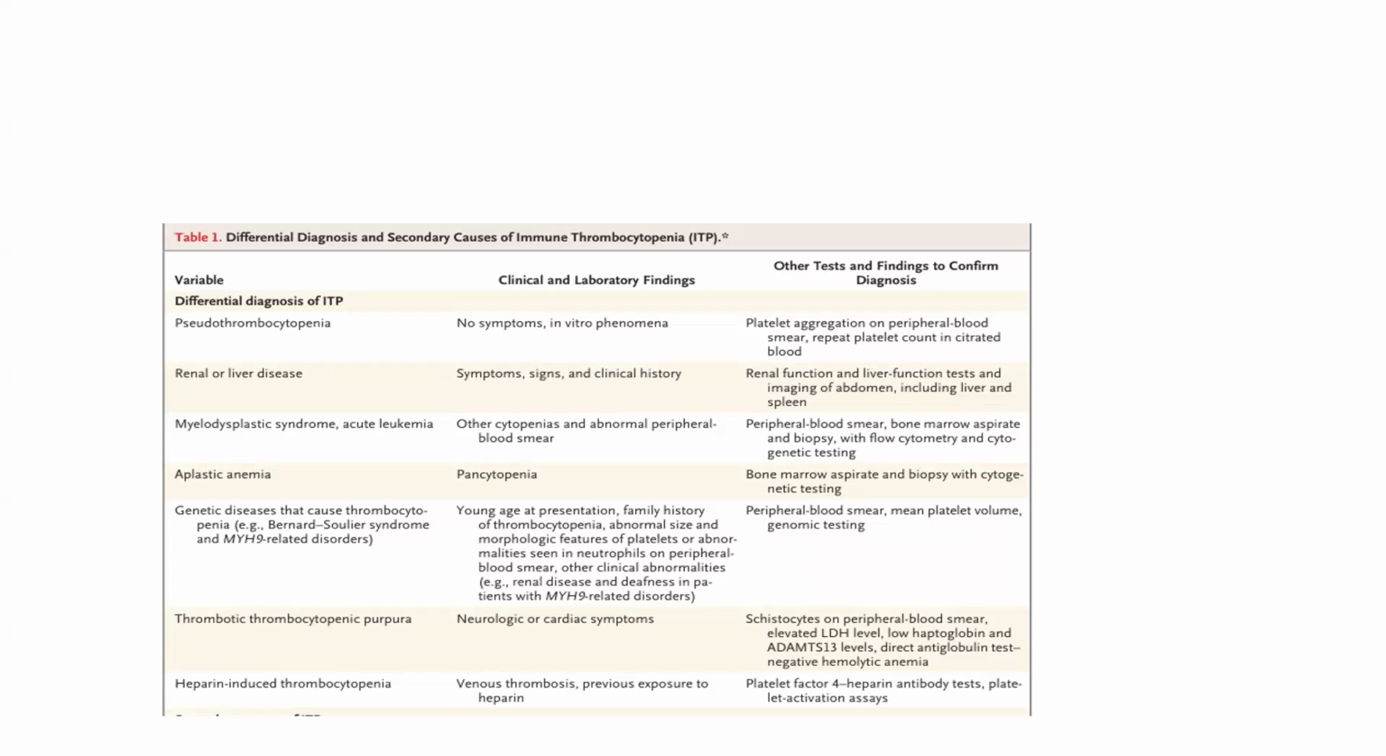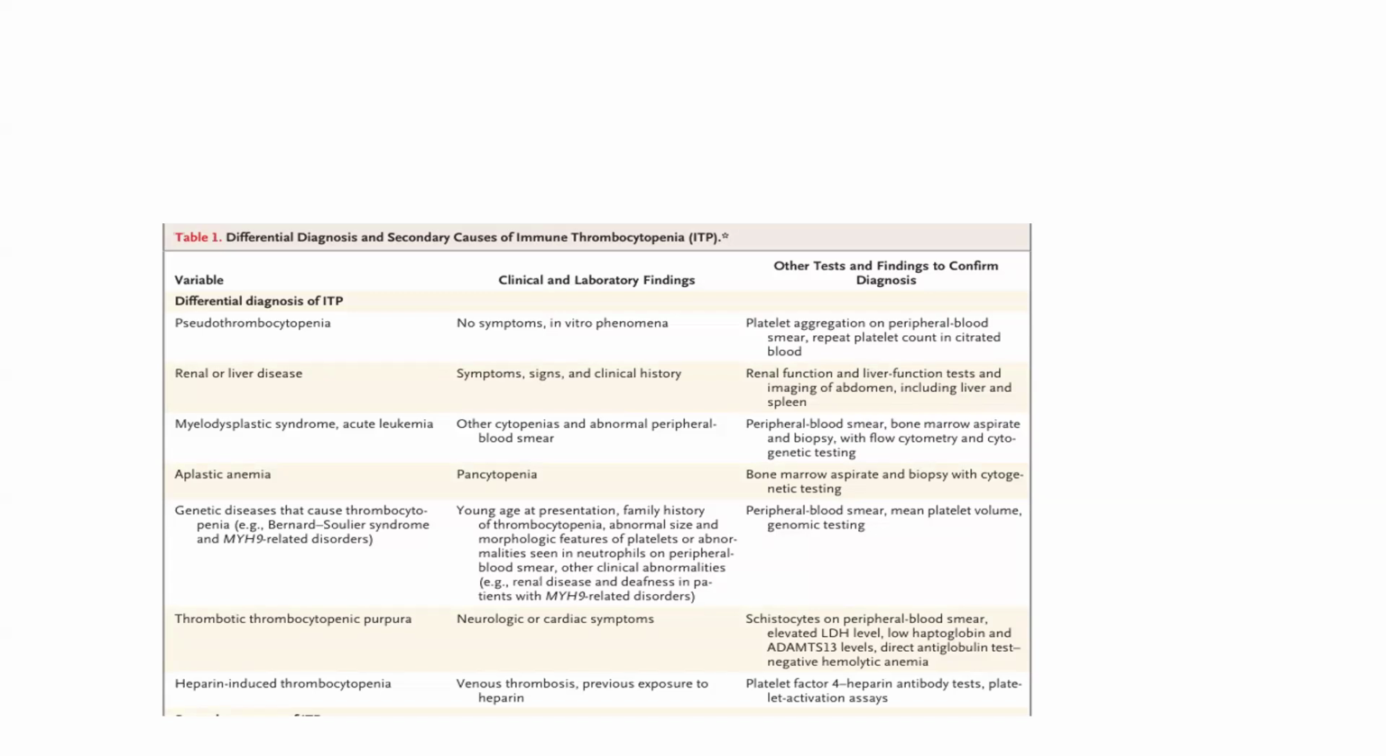Then genetic diseases that cause thrombocytopenia include Bernard-Soulier syndrome and MYH9-related disorder. The patient will be young at presentation, and a family history of thrombocytopenia will be present. Abnormal size and morphological features of the platelets, or abnormalities seen in the neutrophils, appear on the peripheral blood smear. Other clinical abnormalities are renal disease and deafness in patients with MYH9-related disorder. The other tests helpful in the diagnosis are peripheral blood smear, mean platelet count, and genomic testing.